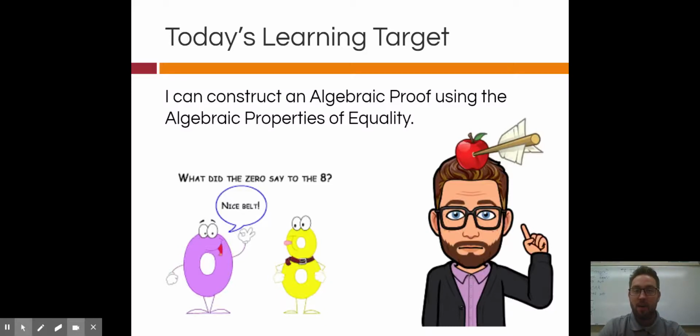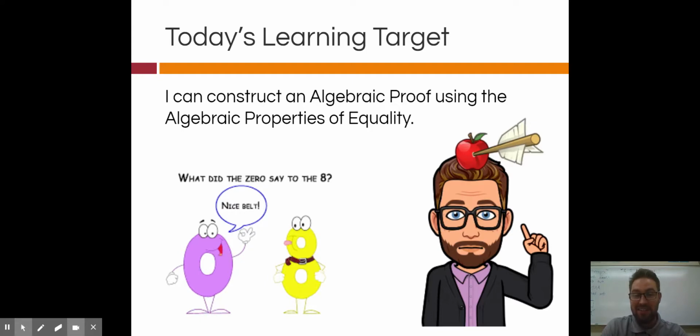Hey everybody, and welcome to Unit 2, Section 1. Today we are going to be talking about algebraic proofs. So the learning target is, I can construct an algebraic proof using algebraic properties of equality.